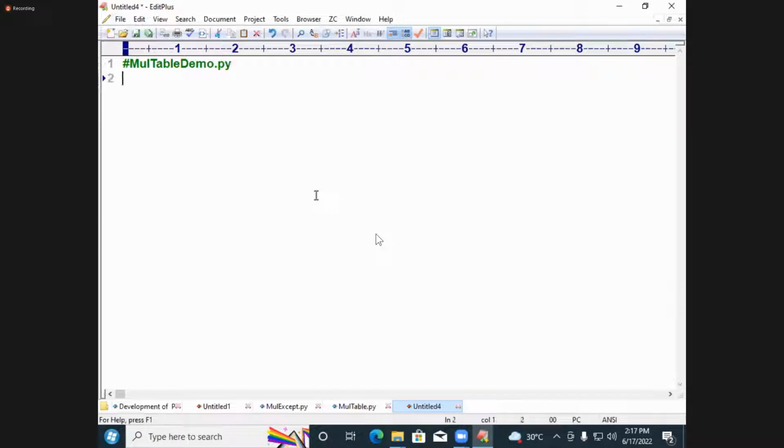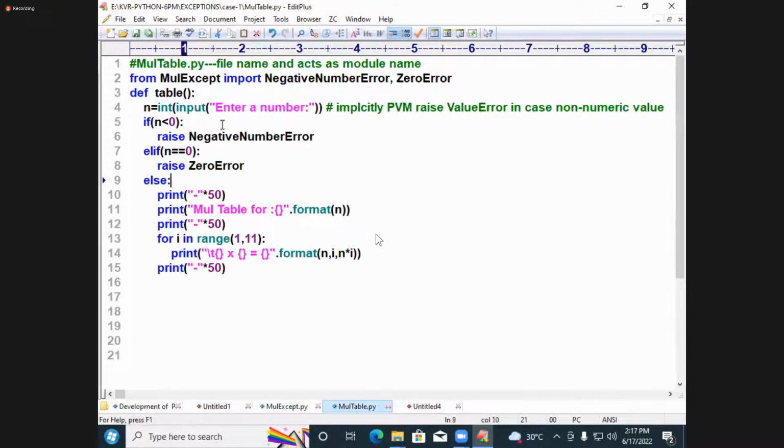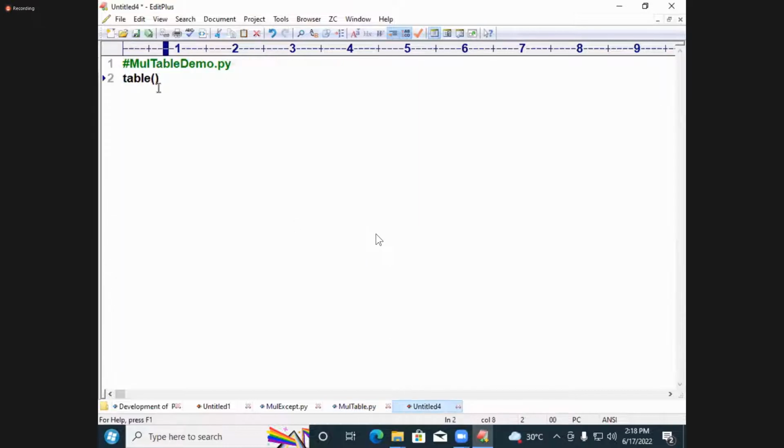What should I do there? Come on. I just say what function I'm calling. Table function. Just a table function I'm calling. So still you are not getting command over it. Just to call what function? Table function. Table function belongs to which module? MUL table. I'll go to this program and try to run this code once.